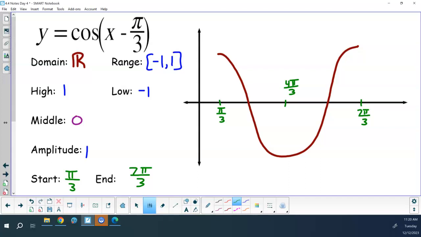Now we got to find the other two middles, right? Okay. 1 plus 4 is 5, but 5 can't be divided by 2, right? So instead of dividing the top by 2, what am I going to do with the bottom? Dividing by 2 is the same as multiplying by 1/2. So I'm going to multiply the bottom by 2. So this is 5 pi over 6.